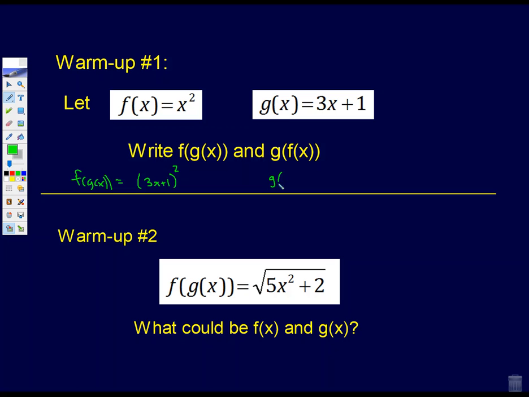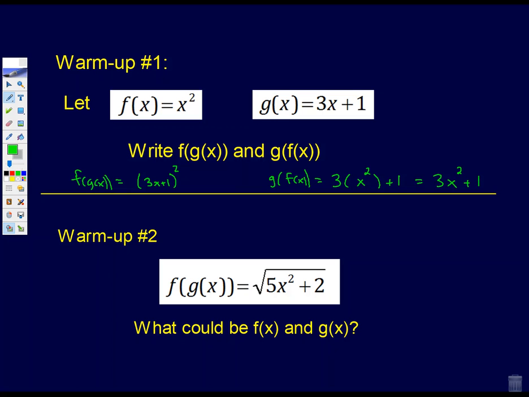Now the other side is that we want g of f of x. So g is applied to f of x. g takes the number x and multiplies it by 3, and then adds 1. So this time, what we're going to put in there for the blank is what f of x is, which is x squared. Now this one could easily be written without parentheses, so I could write 3x squared plus 1.